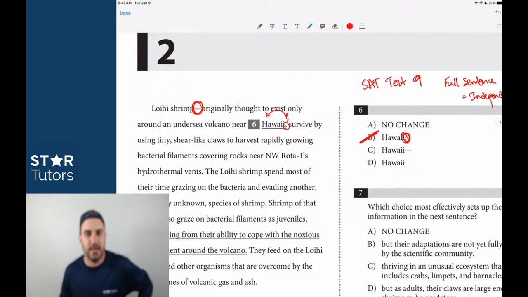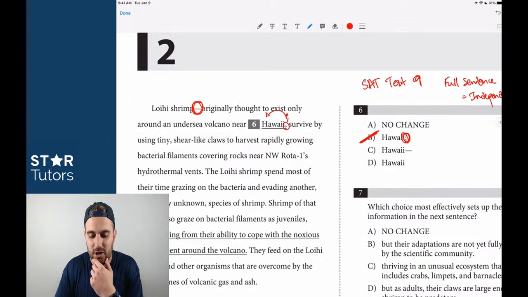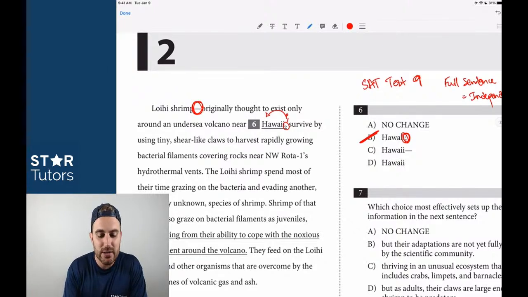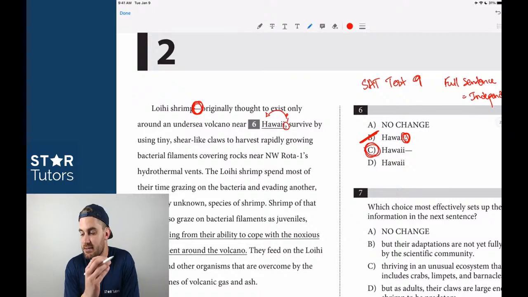But that's a good clarification because you're right. Technically, from a grammatical perspective, it's called independent clauses. But everybody wants to jump to the right answer. Now, I realize that if you know the dash rules, it's going to be easy to see that C is the right answer because of the dash. But you don't want to do it that way.